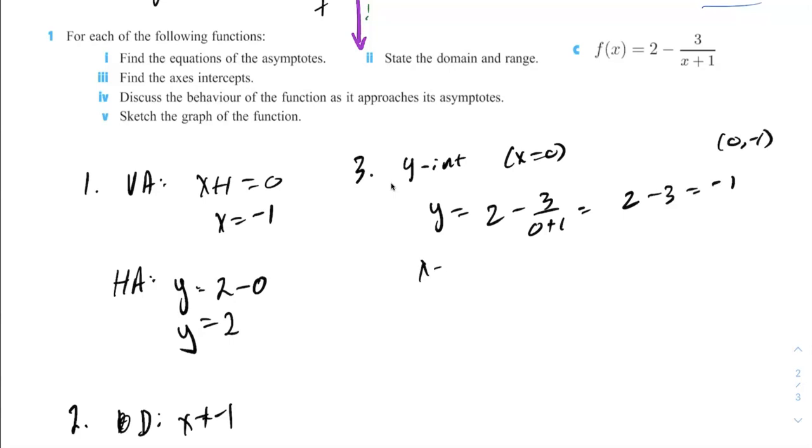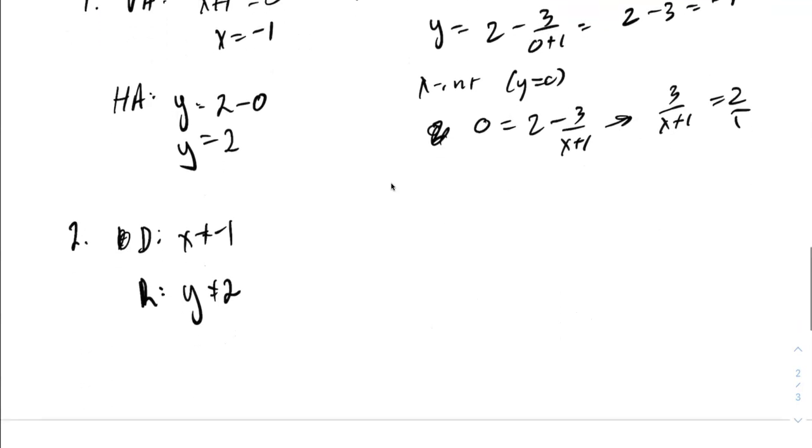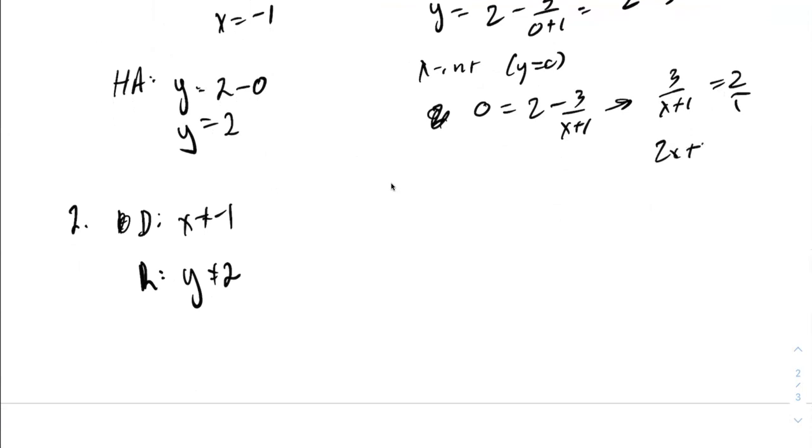If I want to find the x-intercept, we're going to plug in y equals 0. So we're going to get 0 equals 2 minus 3 over x plus 1. Move it over, 3 over x plus 1 equals 2. Cross multiply, I get 2x plus 2 equals 3. It's giving a little bit of steps here, but I get there fast. So x is 1/2, and the point is (1/2, 0).